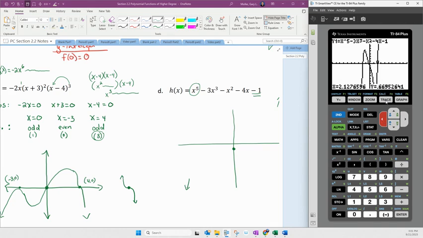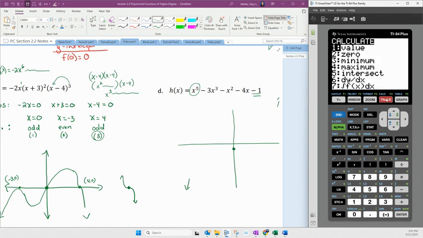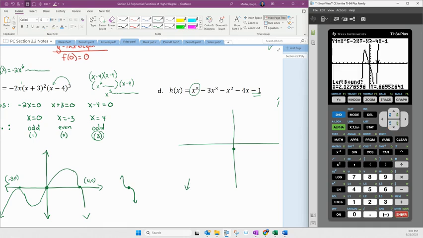So remember, we have the calculate option. We're going to go to second function, calculate, and you'll notice number 2 is a 0. Just like it did with minimum and maximum, it's going to ask us to go to the left side of where we think there's a 0. Now notice there are 3 zeros. So if I want to focus on this 0 right over here, I better make sure I'm to the left of this 0, but not to the left of other zeros. So I'm to the left of that 0. I'm going to hit enter.